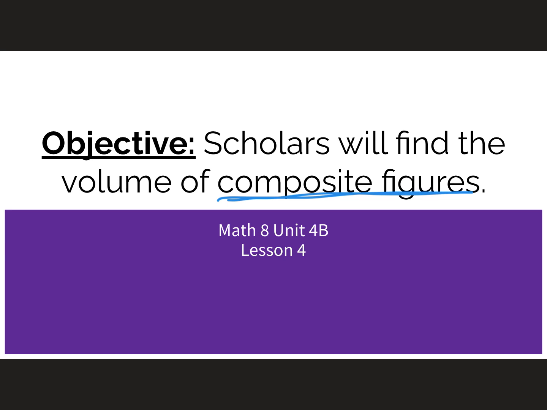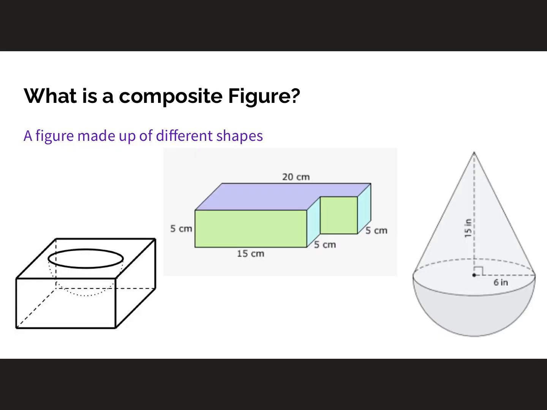Composite figures. So let's talk about first, what is a composite figure? It is a figure made up of different shapes. Here, I have a rectangular prism with a hemisphere cut out of it, where a hemisphere is just half a sphere.